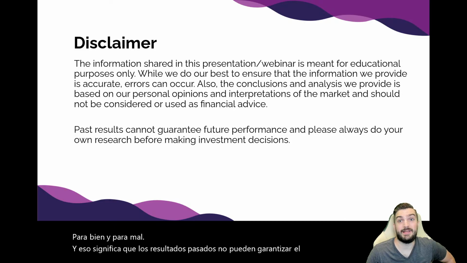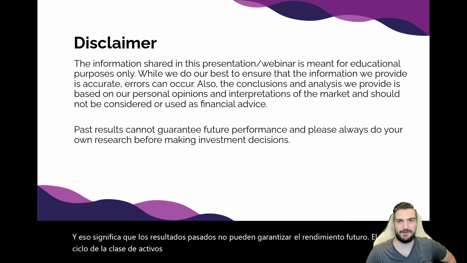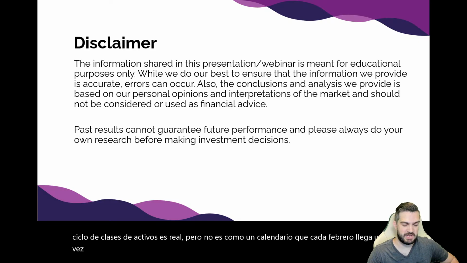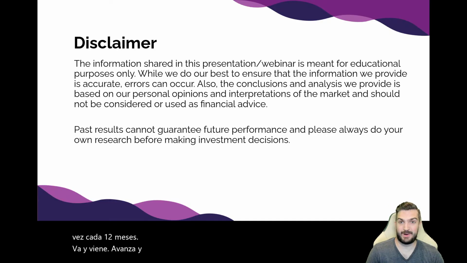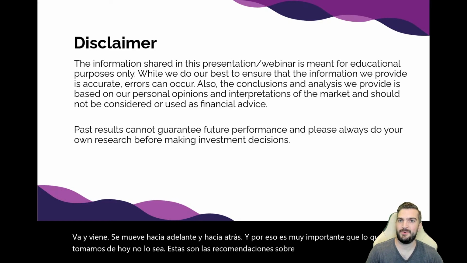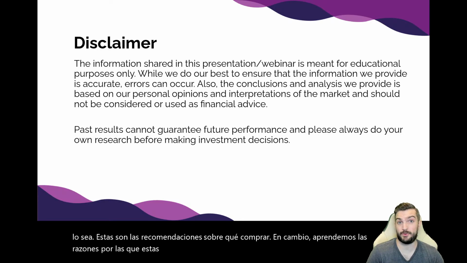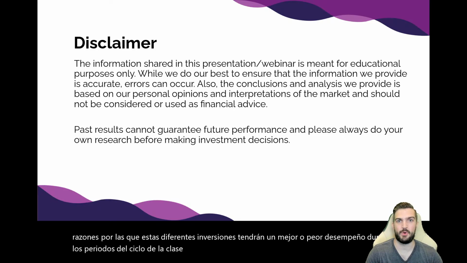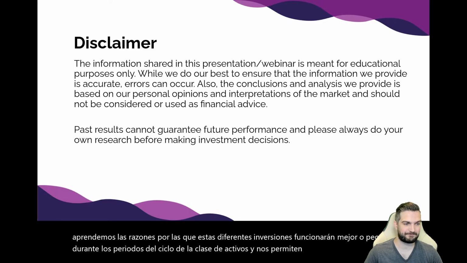The asset class cycle is real, but it's not like a calendar that every February comes once every 12 months. It comes and it goes, it moves forward and it moves backward. And that's why it's very important that what we take from today isn't these are the recommendations on what to buy. Instead, we learn the reasons why these different investments will perform better or worse during periods of the asset class cycle, and allows us to make more informed investment decisions.